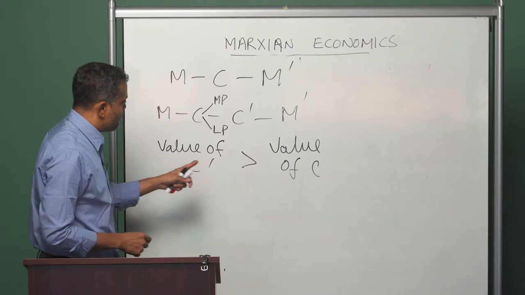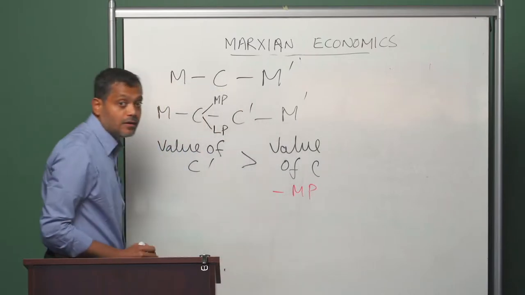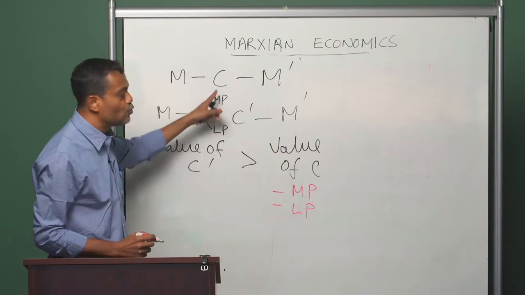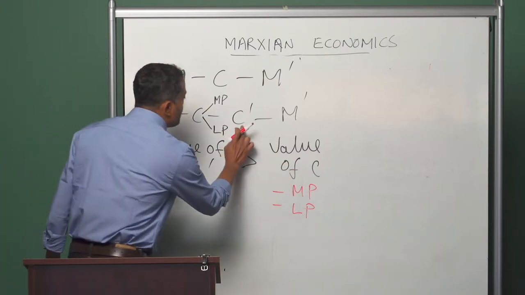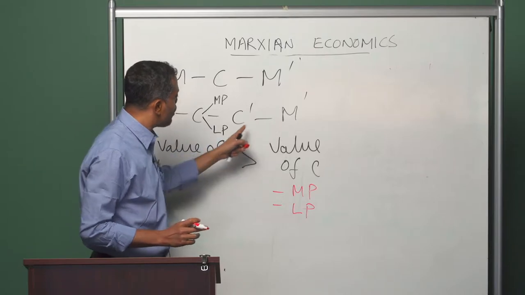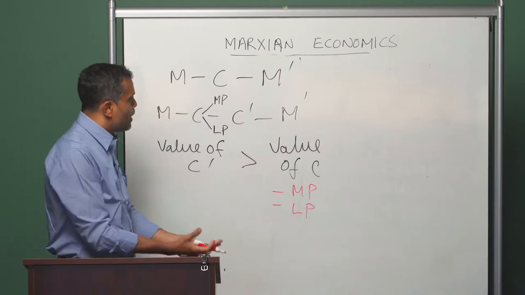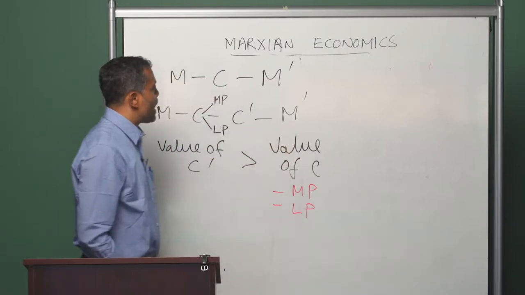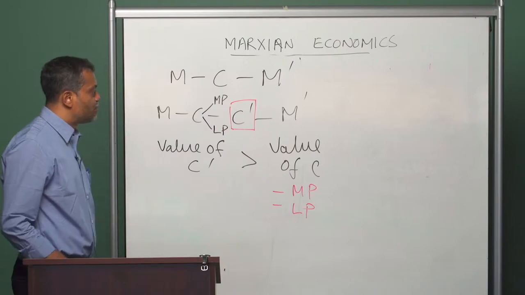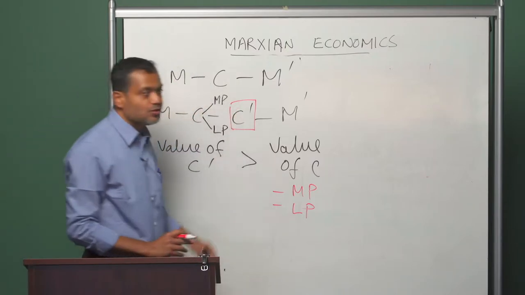So, what is the value of C? The value of C comes from the value of the means of production and the value of labor power, because C represents these two different commodities. Now, what is C prime? Well, C prime is the finished output that is then sold in the market for a sum of money. And what we are saying is that in the circuit of capital, surplus value can emerge when the value of the finished commodity is bigger than the value of the commodity bundle that has been bought by the capitalist to produce that commodity.